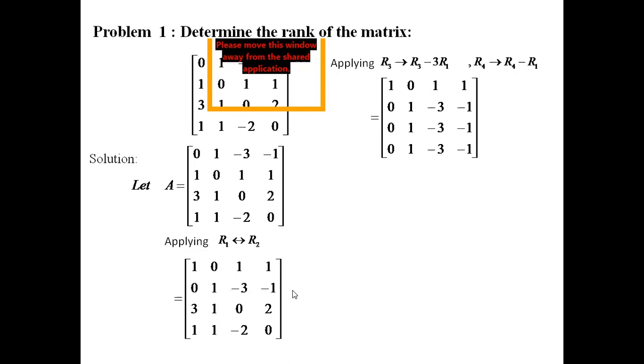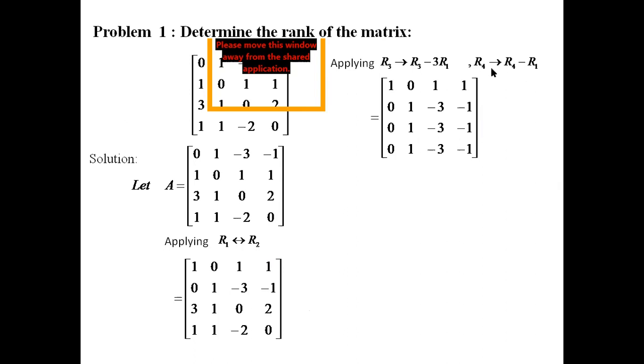Second row also 0, 1, minus 3, minus 1, that is written. The next row is third row minus 3 times the first row, which means 3 minus 3, it is 0, written here. Next, 1 minus 0, which is 1. For the next element, it is 0 minus 1 into 3, it's minus 3, written. Next, 2 minus 1 into 3, that is minus 1, that is also written.